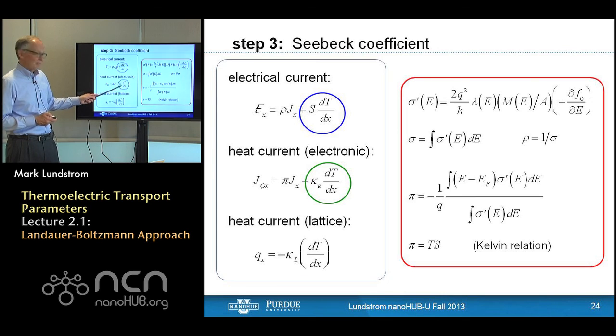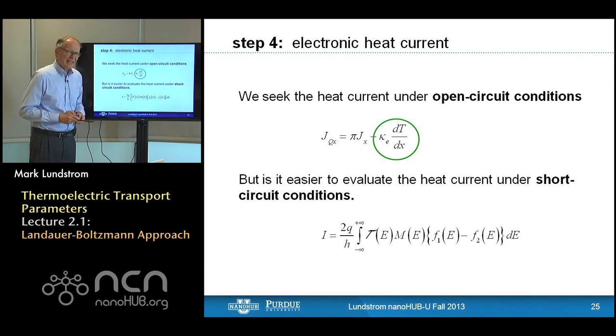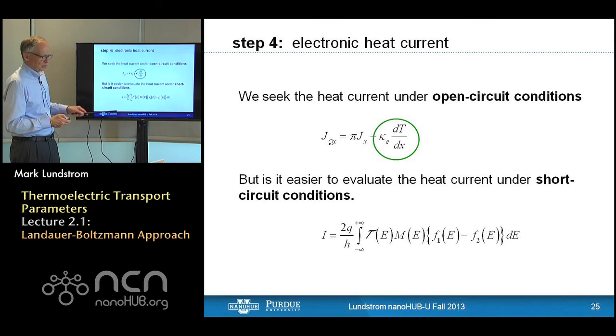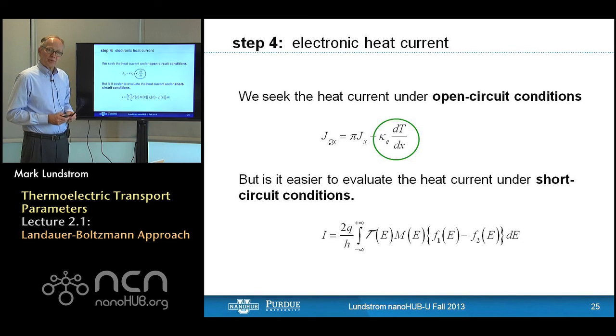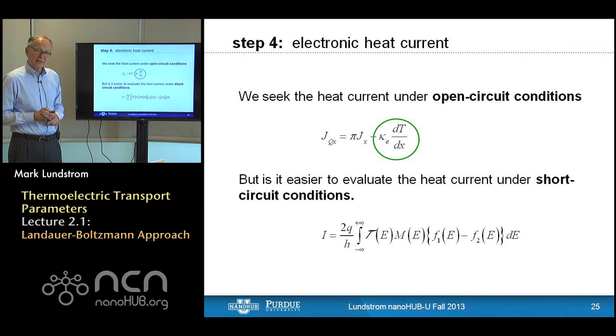The fourth one is the electronic thermal conductivity. This one takes just a little more work. I'll just go through it quickly, and you might want to go through it again on your own. What we seek is the heat current under open circuit conditions. That is, if I would open circuit the problem, make the electrical current 0, then the heat flow would be entirely determined by the temperature gradient and the quantity that we're after, the electronic thermal conductivity under open circuit conditions.